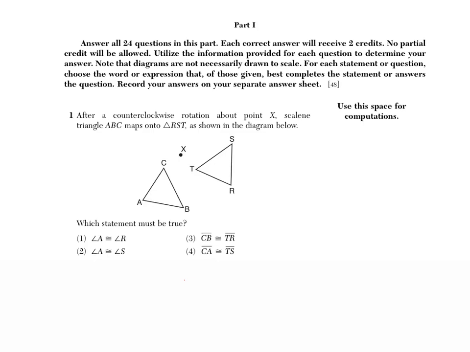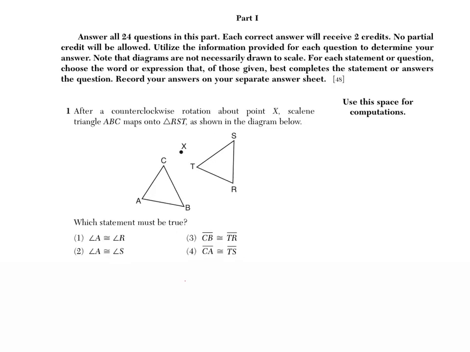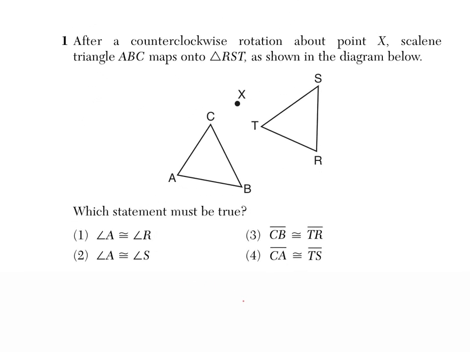In this video tutorial, we're going to analyze questions from part 1 of the June 2018 Geometry Regents, and we'll start with question number 1 that says, after a counterclockwise rotation about point X, scaling triangle ABC maps onto RST as shown in this diagram right here. Which statement must be true?